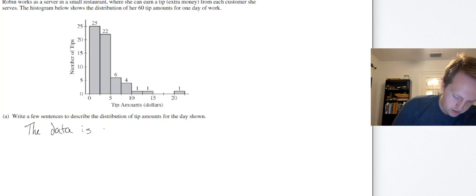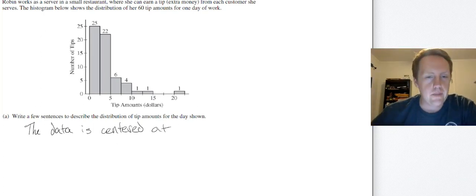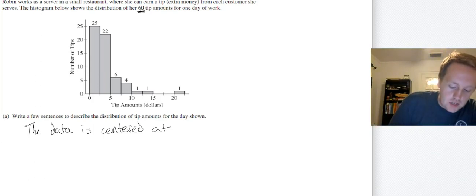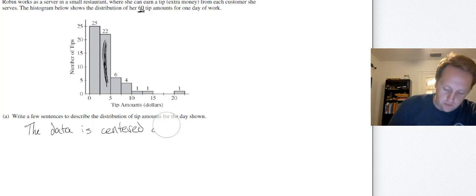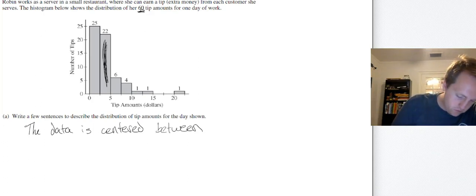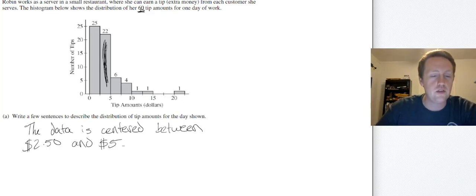The data is centered at... Now, I don't know what the mean of this is. I could estimate where the median is, though, right? Because the median should be somewhere around the 30th observation, since there are 60. So that leads me to think I'm somewhere in here, right? Because the 30th observation should be in there. Centered at, let's not say at, let's say between. So the data is centered between $2.50 and $5.